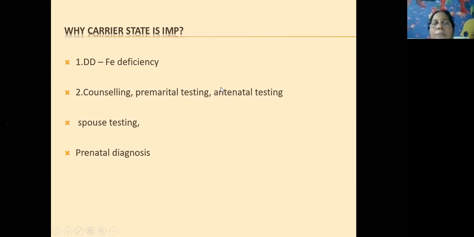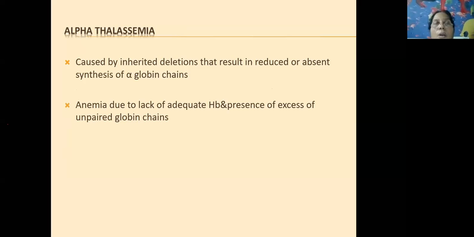If the lady is a carrier, the spouse is tested, and if he is also a carrier, prenatal diagnosis using amniocentesis, chorionic villus biopsy, or umbilical cord blood can be done, and the couple is given the option to continue the pregnancy or not.